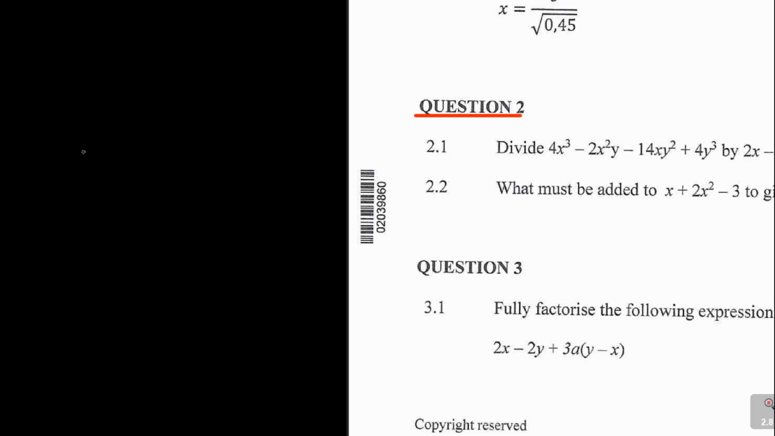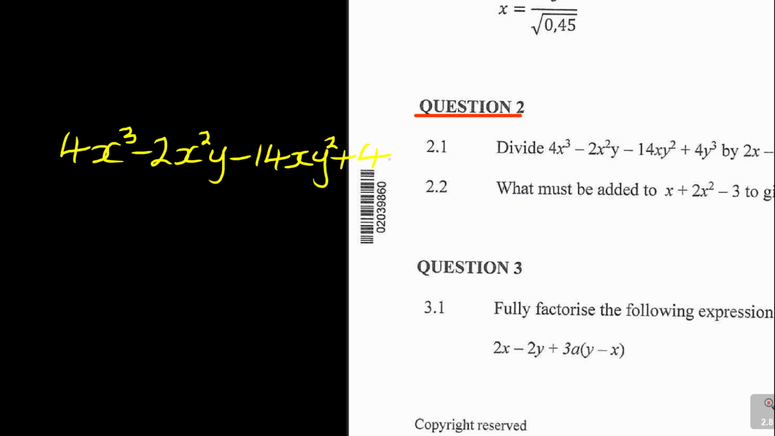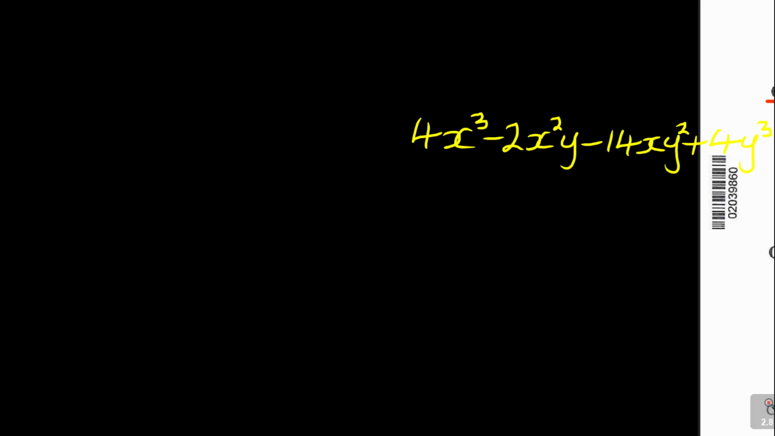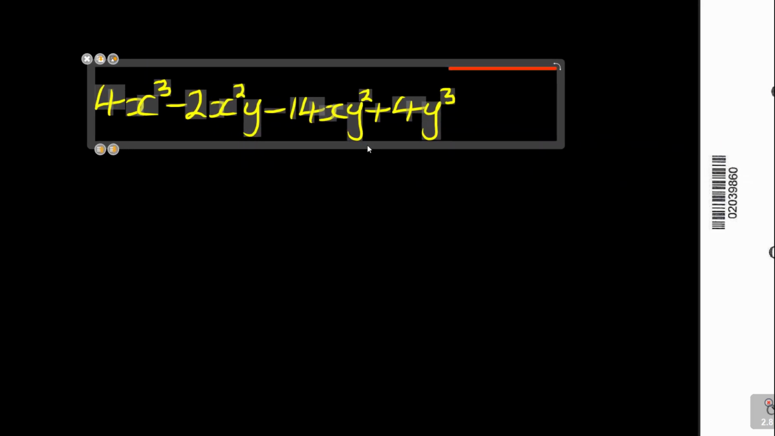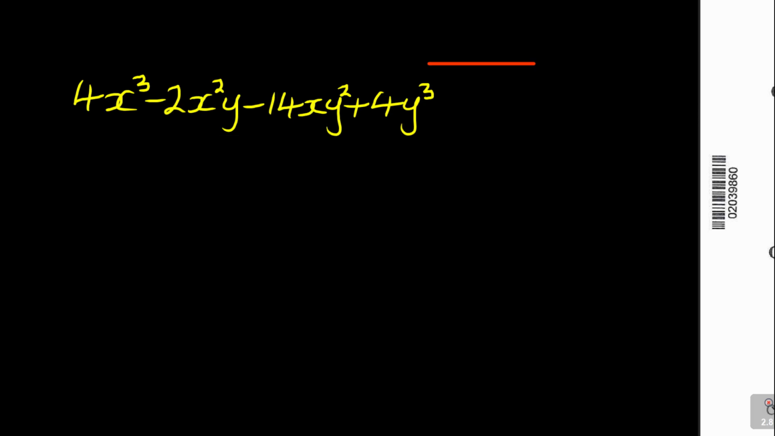So they are saying you are given 4x cubed minus 2x squared y, be careful there, minus 14x y squared, just be careful on the square there, plus 4y cubed. Don't worry, I'll bring it back to the blackboard. So what are you dividing with? We'll come back to that. Let me take this here. I hope you agree with what I just wrote. So this is that. Okay, let me just delete this.